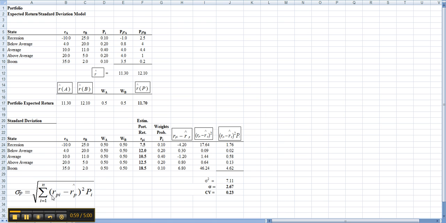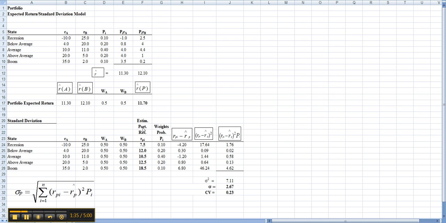The key is this term right here, this R sub P,I. What this means is it's the estimated rate of return for the portfolio in state I. So this is a number you have to calculate yourself. In the spreadsheet down below, I've rewritten the estimated returns for stock A, estimated returns for stock B. Then I've assigned weights, kind of like I did up here, starting off with a 50-50 weighted portfolio, 50% in A and 50% in B.